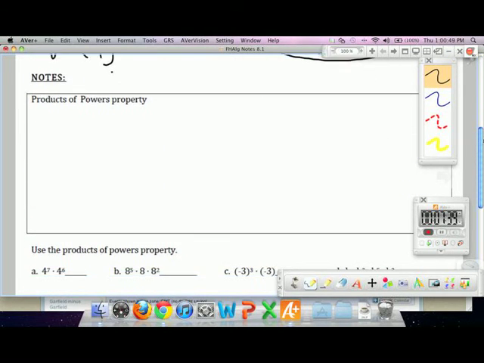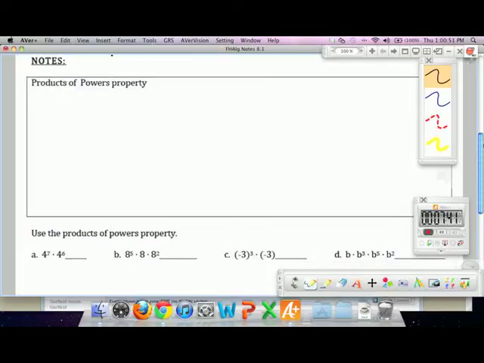We're going to have 3 properties of exponents today. We're going to start by looking at exponents in terms of multiplication, so we're going to focus on properties that deal with multiplying. The first one is the product of powers. If I multiply a bunch of things raised to a power, how do I deal with that?